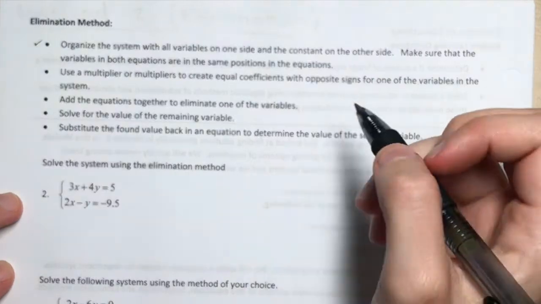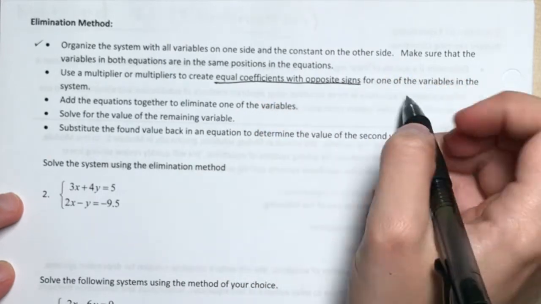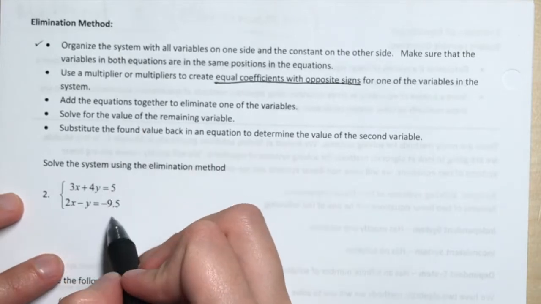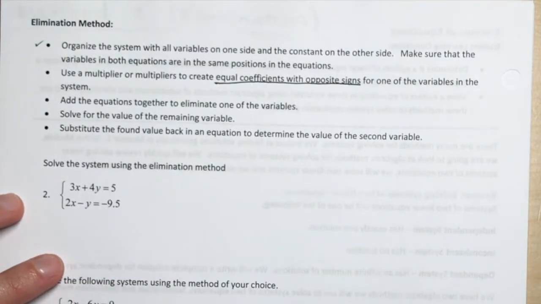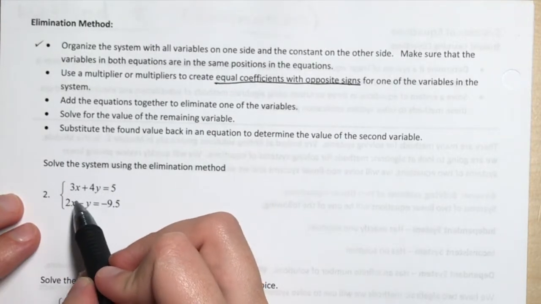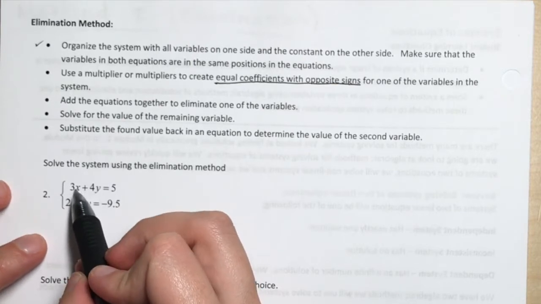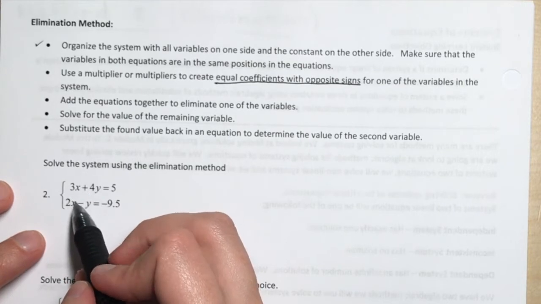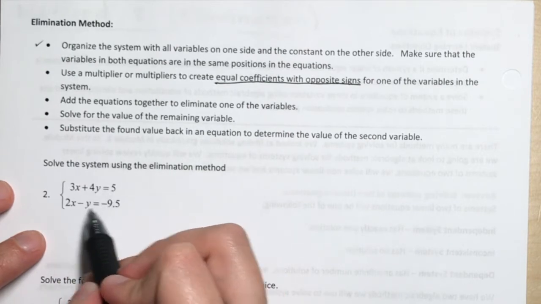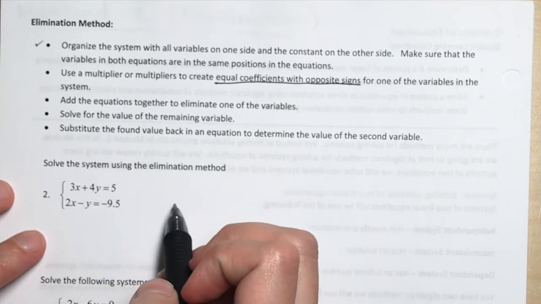Second step is to use a multiplier or multiple multipliers to create equal coefficients with opposite signs. Equal coefficients with opposite signs. I'm going to underline that. For one of the variables in the system. So which of those here is going to be the easiest to do? Well, we've got 3x and 2x. In order for these to become equal coefficients with opposite signs, we'd have to get them to the least common multiple, which is 6, which means we'd have to multiply this equation by 2 and this equation by 3, or negative 3, right? Because we want it to have opposite signs. That's a lot of work.